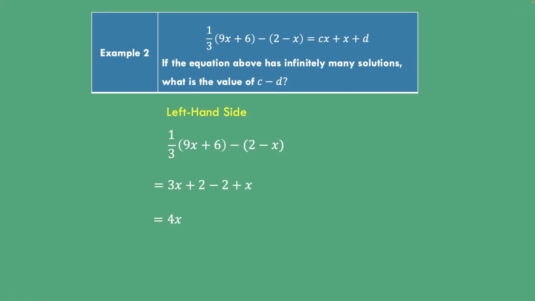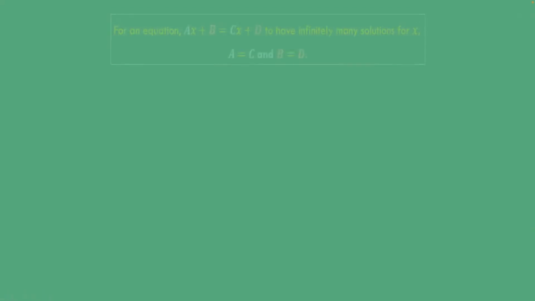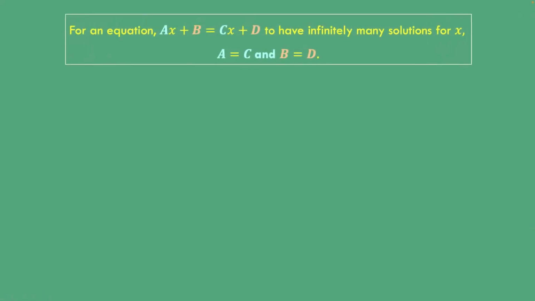Now, let's simplify the right side of the equation, cx plus x plus d. We can combine the x terms here. We have a cx and we have an x, which is the same as 1x. So combining them gives us the quantity c plus 1 times x. The constant term is d. So the right side of the equation is the quantity c plus 1 times x plus d. Now we equate the simplified left side with the simplified right side: 4x equals the quantity c plus 1 times x plus d. Let's think about the equation ax plus b equals cx plus d.